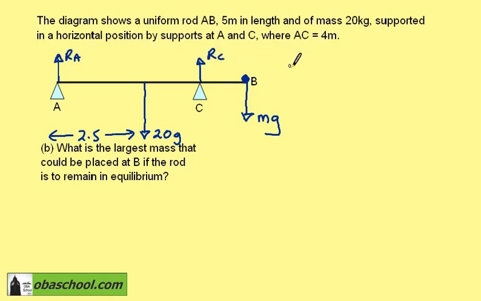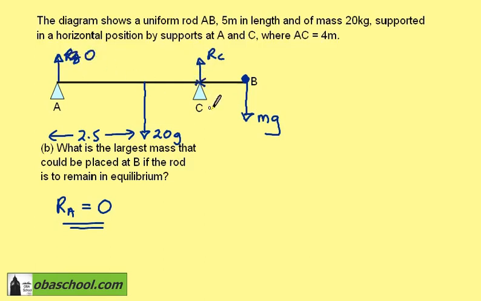We also know in this problem that the rod is in equilibrium, but we're interested in when equilibrium will be broken. If mass m is large enough, this will pull down, which means the rod will leave the support at A. And if the rod is to leave the support at A, that means that the reaction at A will be 0 when this is on the point of happening. So the reaction at A is 0.